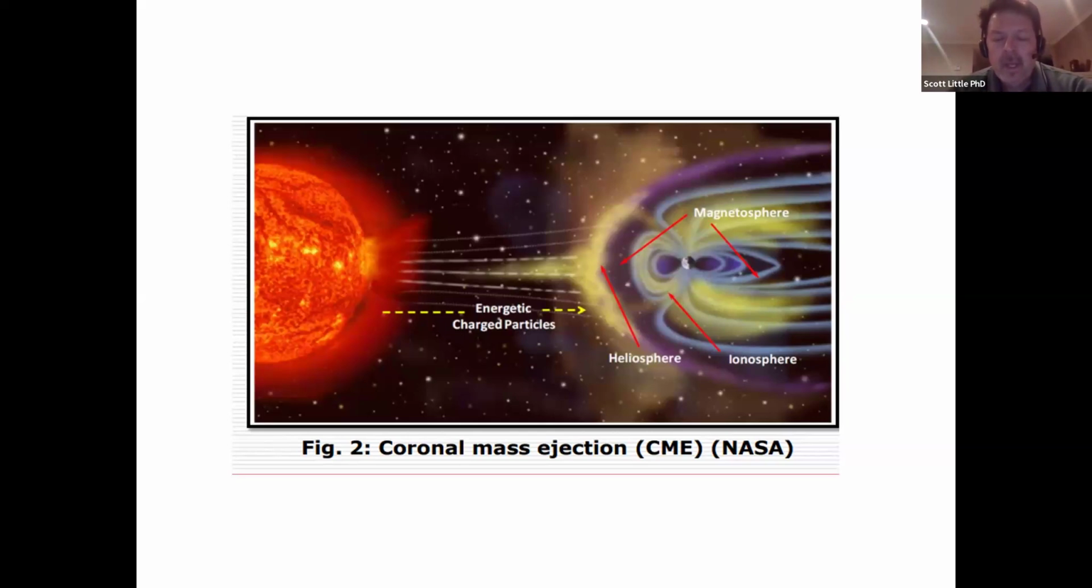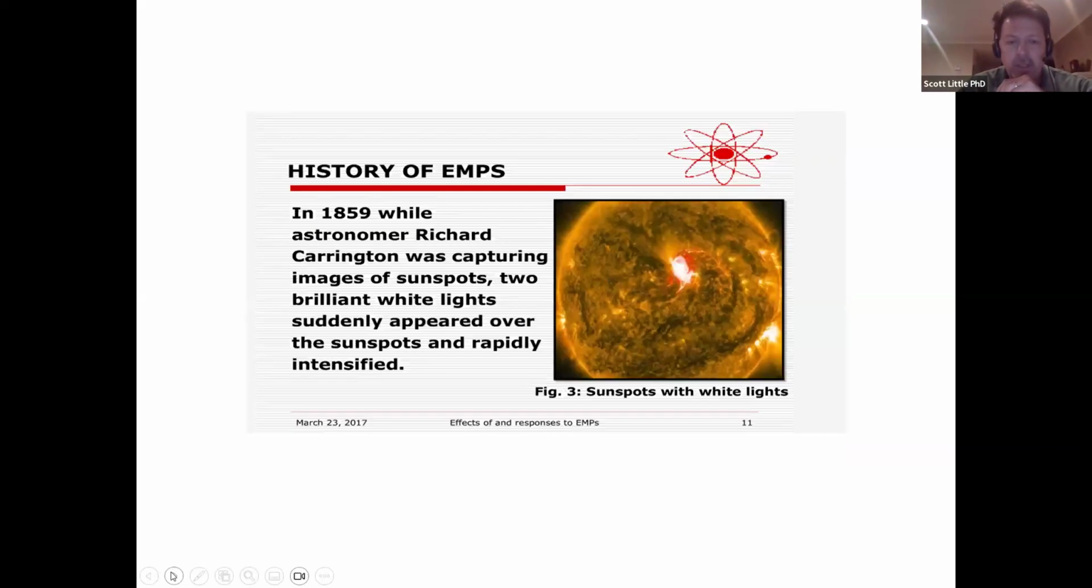And as we get larger and larger CMEs coming from the sun, we'll begin to see more and more aurora borealis, not only at the poles, but at lower latitudes, even near the equator. That happens if the energy of the particles is strong enough.